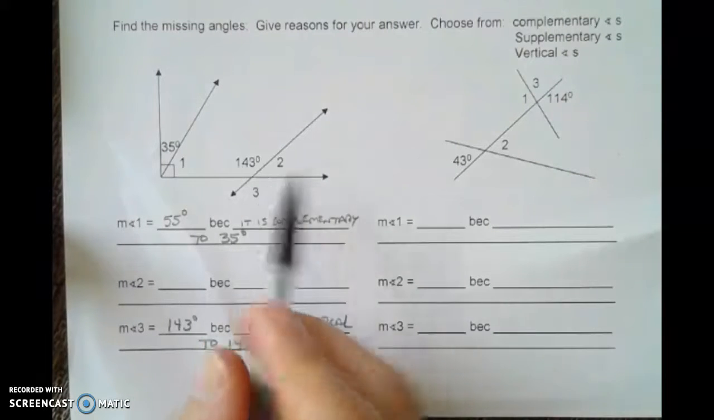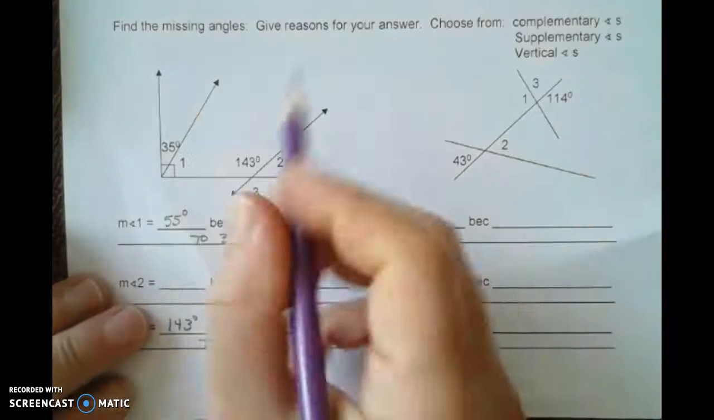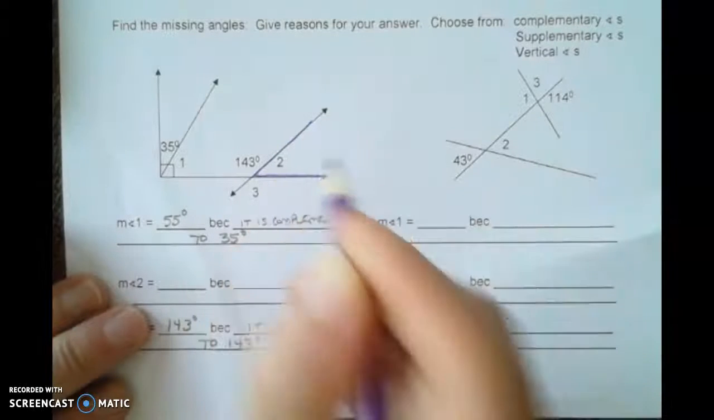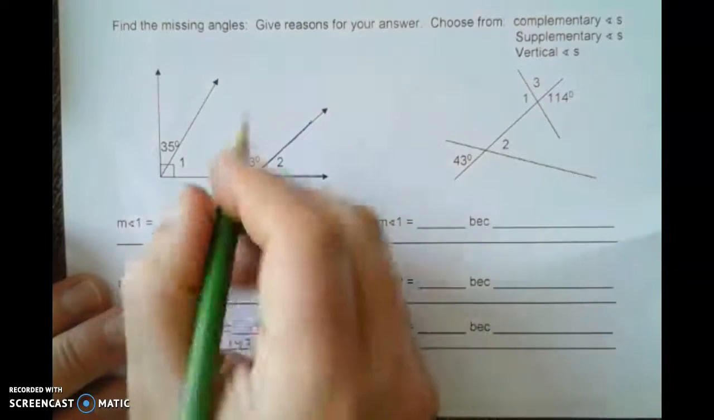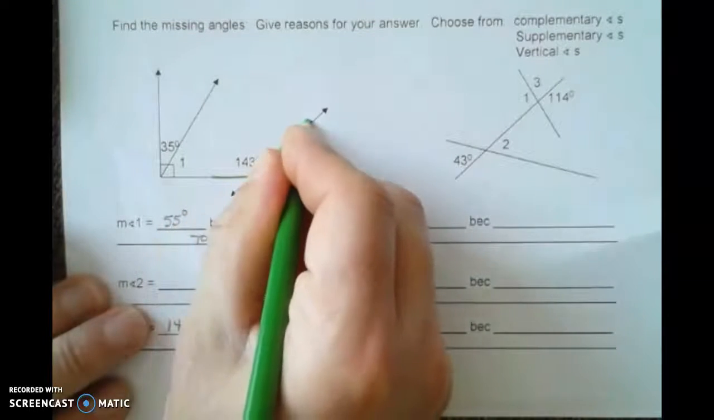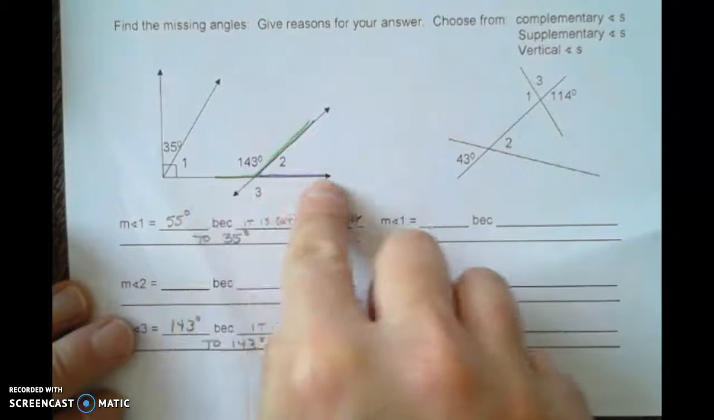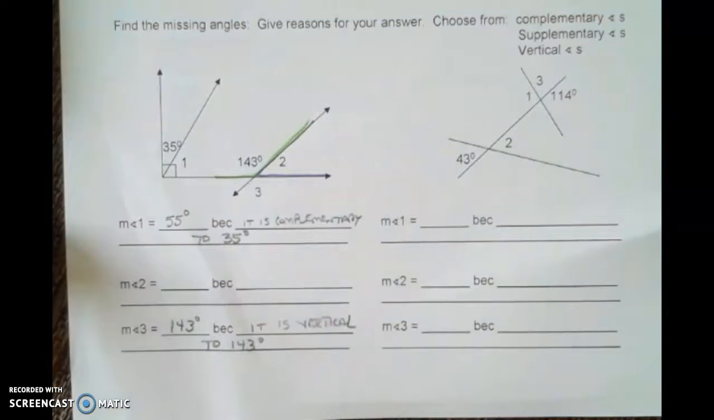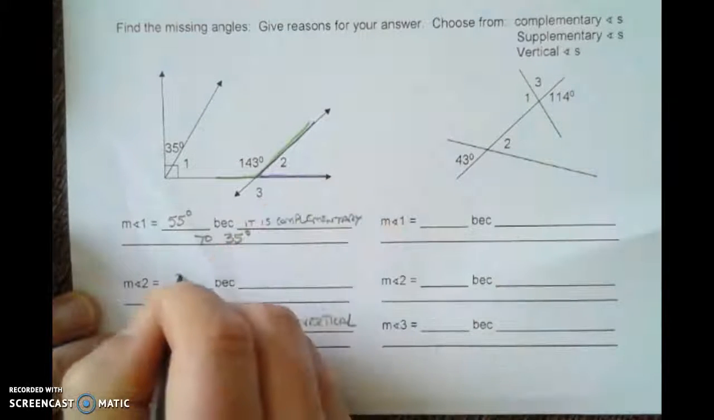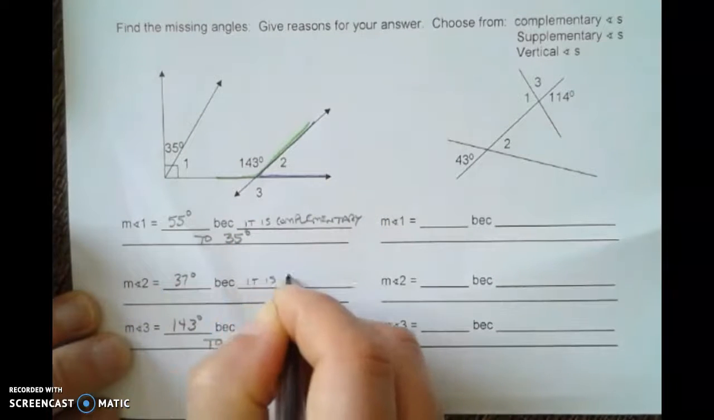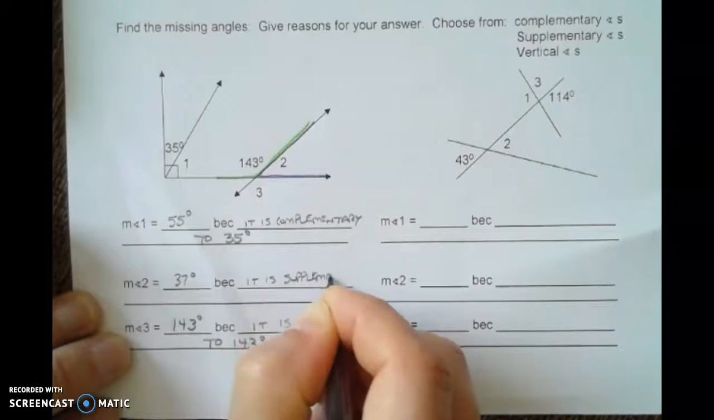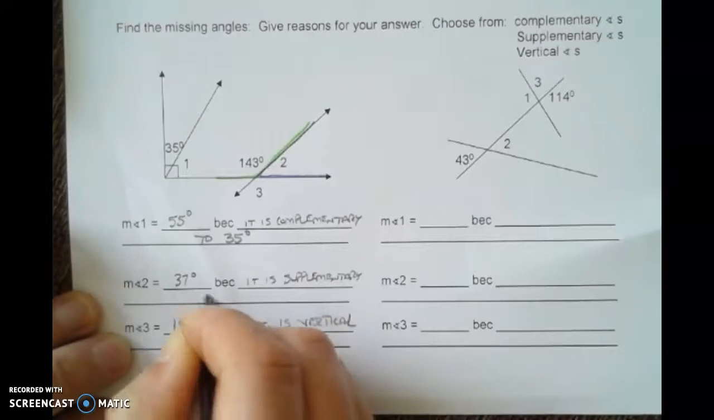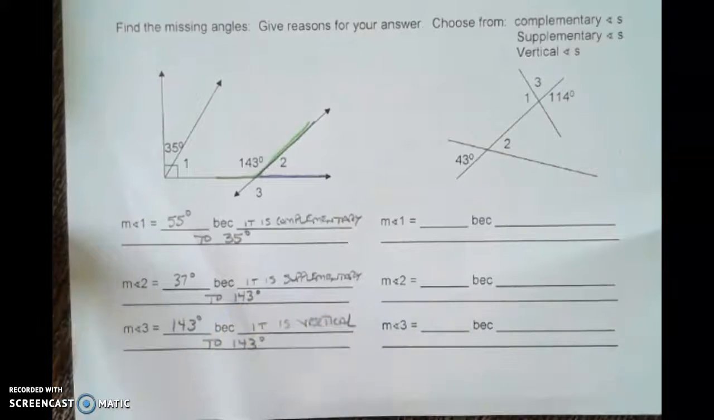And that's going to leave angle number 2. So all I have to do is get angle number 2. Here's angle 2 in purple. Okay, 143 degrees right here in green. Okay, they form the straight angle found right here, which means that they're supplementary. So I'm going to do 180 minus 143, which means that angle 2 must be 37 degrees because it is supplementary to 143 degrees. Okay, so I'm going to have you try to get angles 1, 2, and 3 in the picture on the right.